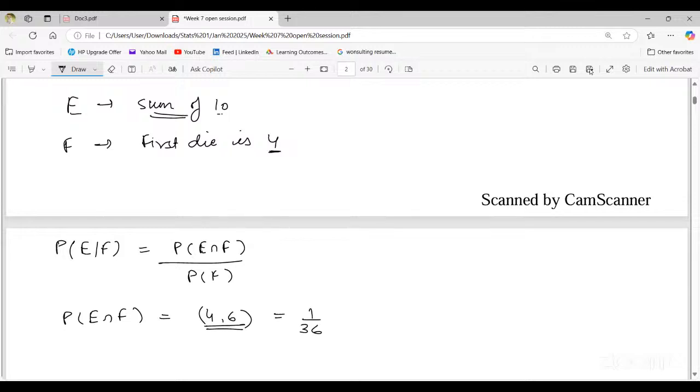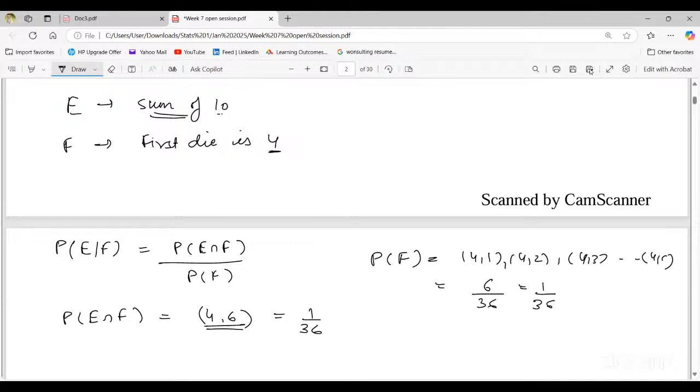Now, probability of F, which is basically that the first die is 4. So what are the cases? 4 comma 1, 4 comma 2, up to 4 comma 6. So basically I'm having 6 samples. So the probability will be 6 by 36, which is 1 by 6 only.